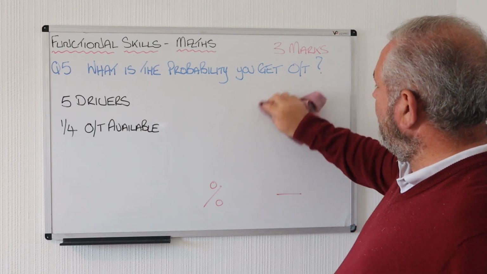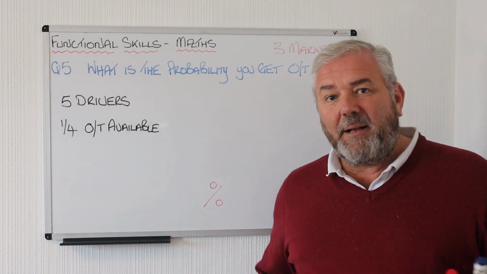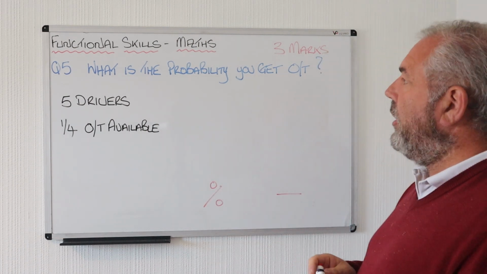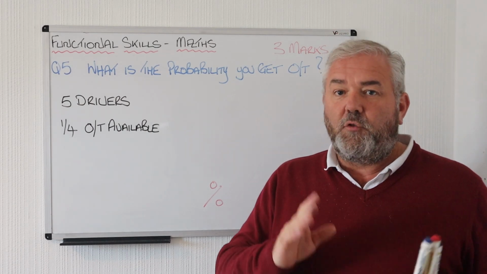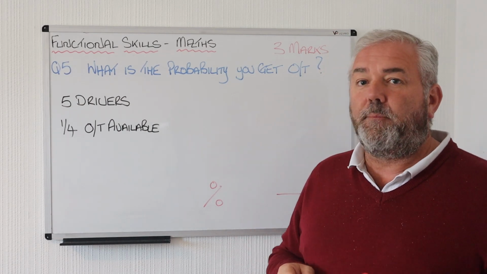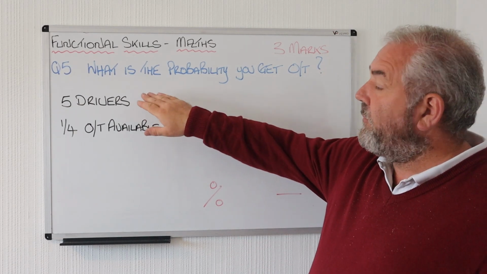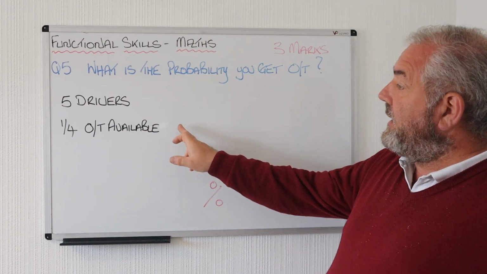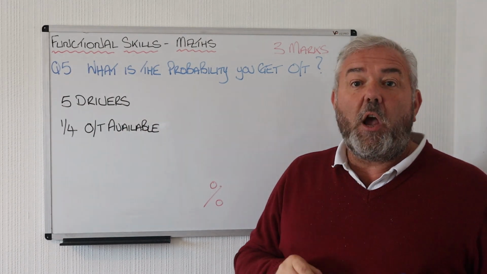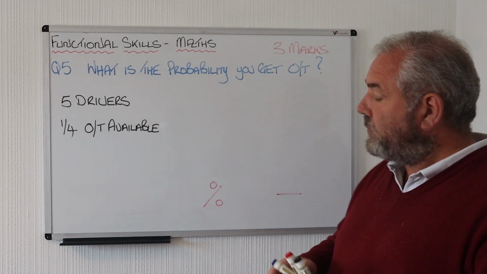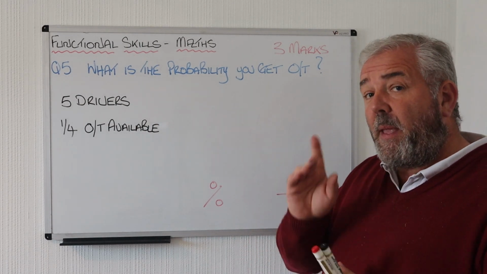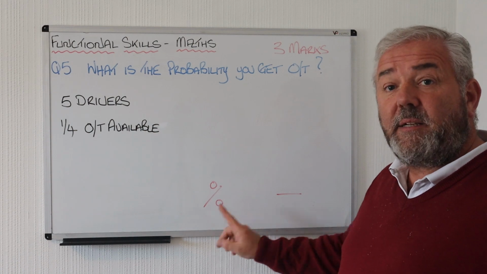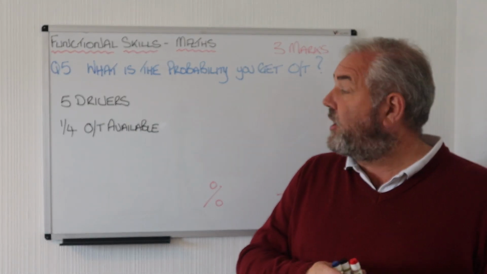So that's it as a fraction. The question here, and I've simplified this down a little bit: what is the probability of you being one of the drivers that gets the overtime? If we look at this question, we know there are 5 drivers, which you are one of, and it's a quarter chance that you'll get any overtime any given week. What they want is the answer as a percentage and as a fraction. So let's go through.